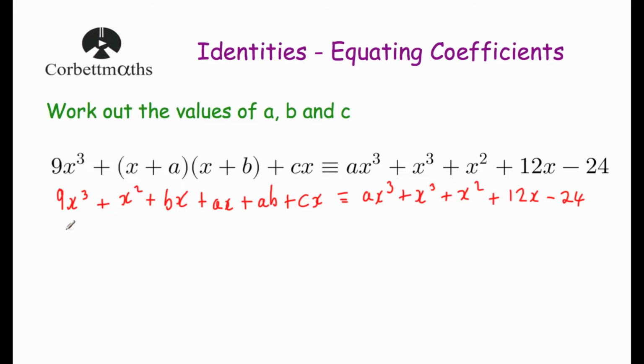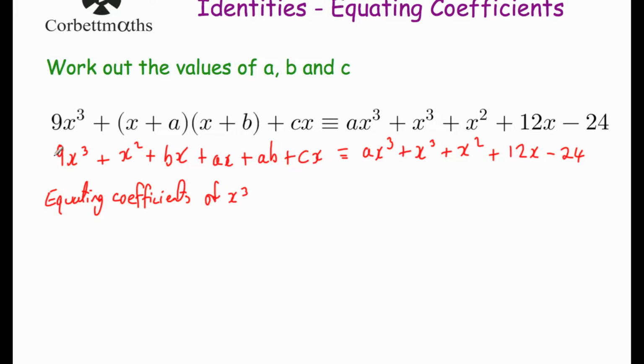Okay, so let's now equate our coefficients, and let's start off with our x cubed. So equating coefficients of x cubed. On the left hand side we've got 9x cubed, and no other term on the left hand side is an x cubed term, so that is going to be 9, and that's equal to, on our right hand side, our x cubed terms are ax cubed plus x cubed. So we've got a is the coefficient there, and then plus, and here we've got x cubed. So remember, x cubed is the same as 1x cubed, so the coefficient there is 1, so plus 1. So that means that a equals 8. Okay, so we've now found our a.